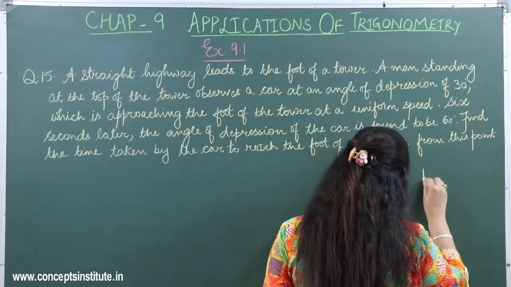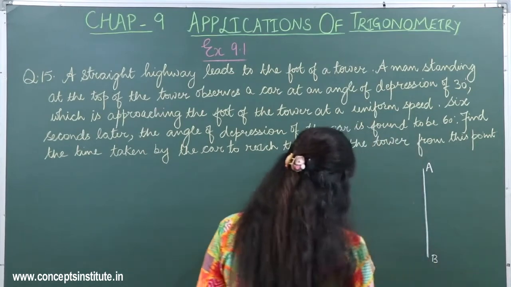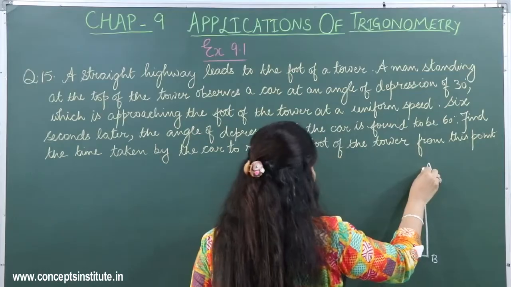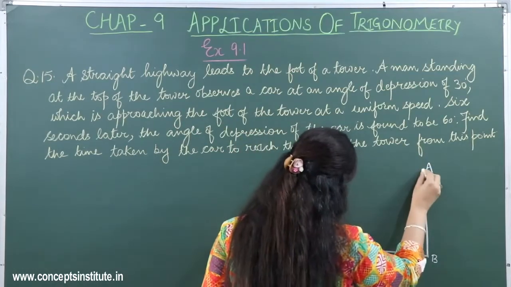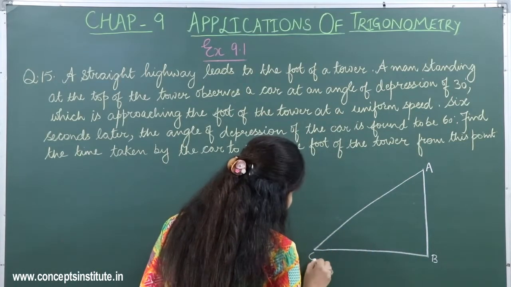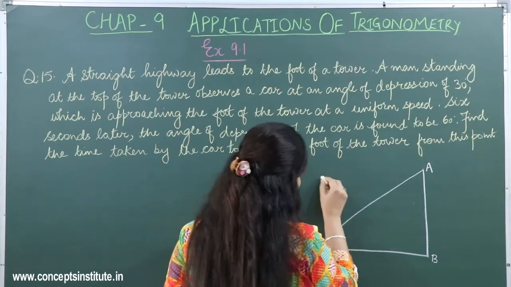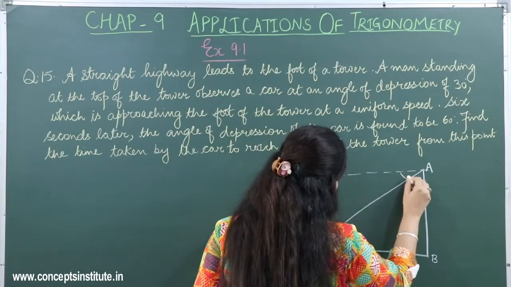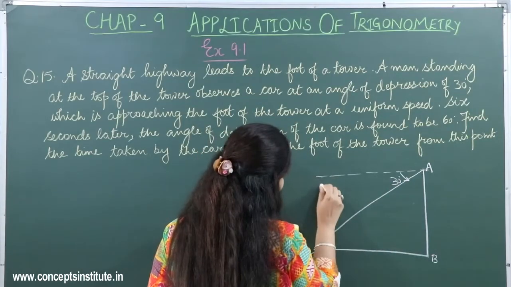Now just imagine that this is a tower, let's say AB is the tower. Now a man is standing here, right, at the top of the tower, and he observes a car. The car is at an angle of depression of 30 degree. So let's say the car is at point C, and this angle, you know that angle of depression we obviously have to make a horizontal at this point. So this angle is 30 degree, but these two angles are equal because these are alternate interior angles.